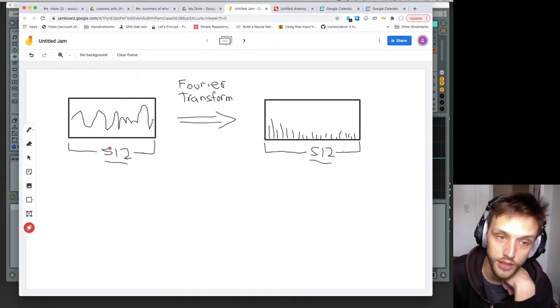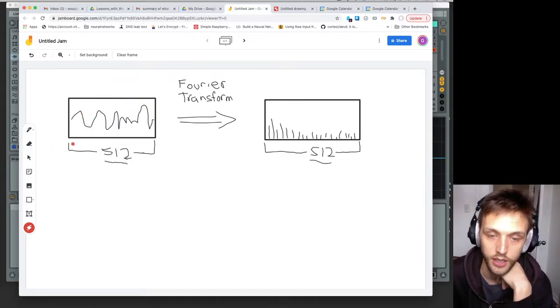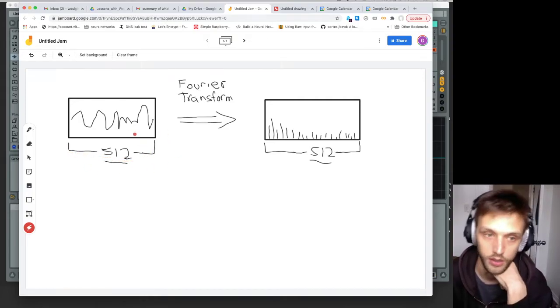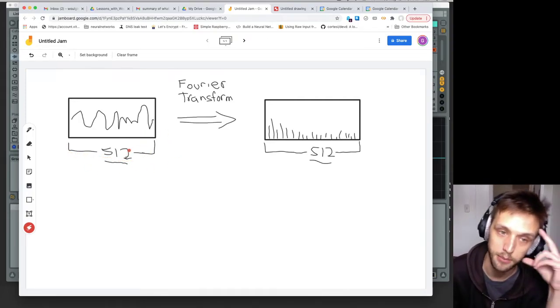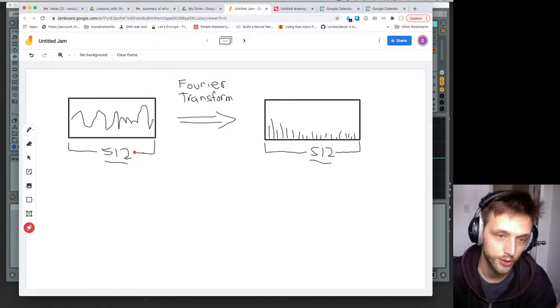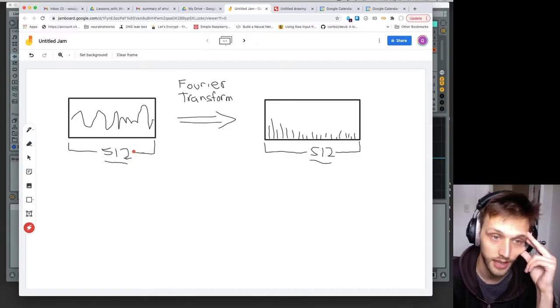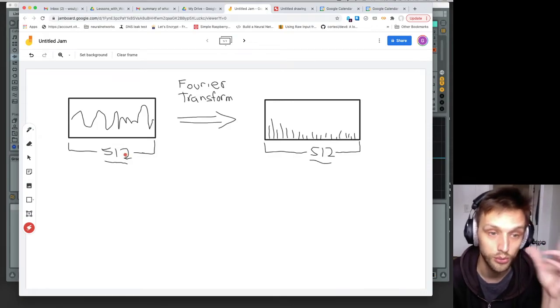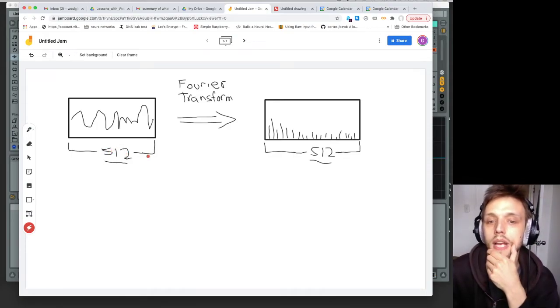Now, every time you do this, you're adding latency, right? So here we need to have a full buffer of 512 samples. So we add 512 samples of delay. And 512 samples is not a very big FFT window, so it probably won't sound super great.